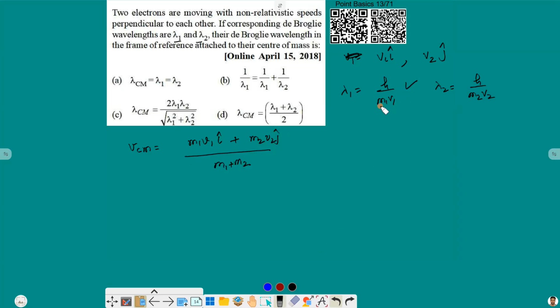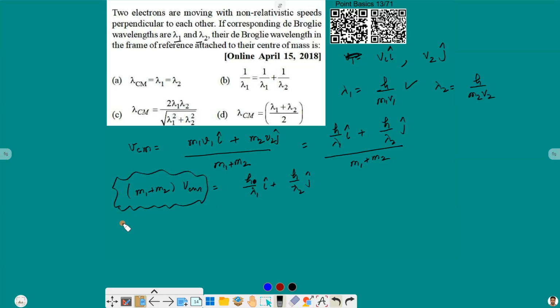Now using this relation, the value of m1 v1 will be h by lambda 1, so this becomes h by lambda 1 of i. The second becomes h by lambda 2 of j, divided by m1 plus m2. And from this we can write that m1 plus m2 into vcm is equal to h by lambda 1 of i plus h by lambda 2 of j. Now what does this term denote? This term denotes the momentum in the center of mass frame.